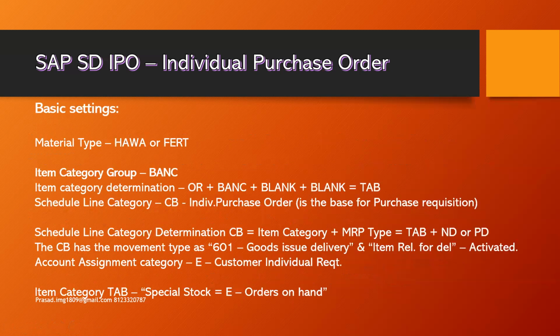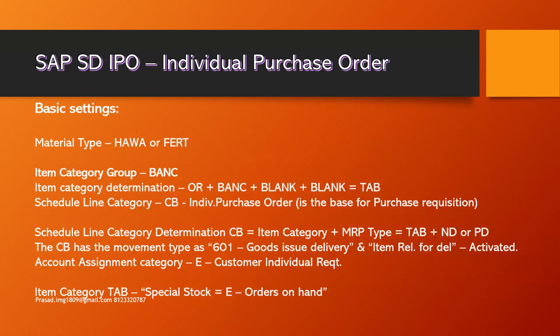The basic settings required to create the individual purchase order in your system are: the material type should be HAWA or FERT, and the item category group is BANC. For the third-party scenario, it is BANS. For the individual purchase order, the item category group is BANC. The item category determination is based on the sales document type, item category group, usage, and higher-level item category. Then the default item category proposed by the system is TAB. In the third-party scenario, it is TAS. The schedule line category here is CB, that is the individual purchase order.